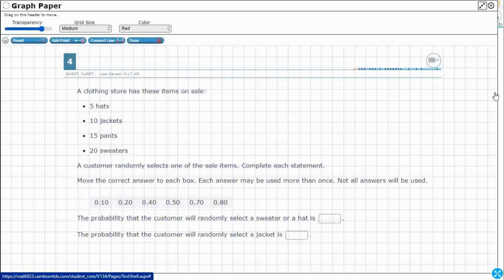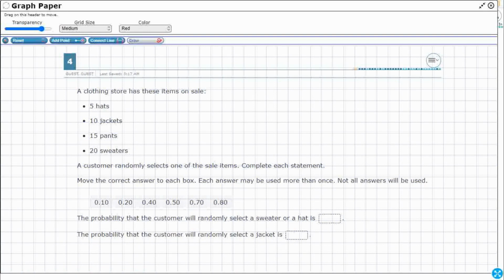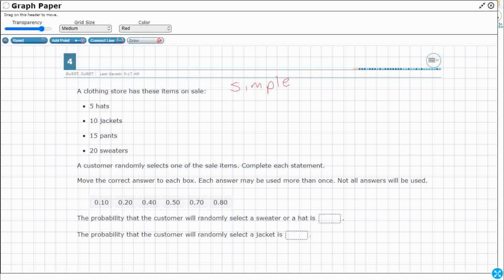It looks like we've got simple probability rather than a compound. Compound is when two things have to happen. First you do this, and then you do the second one. This is, you're just selecting one of these items. So we've got a sweater or a hat. So let's see how many total items we have here, right? So our total is going to be 5 plus 10, so that's going to make 15. Another 15 is going to be 30, and another 20 is going to be 50.